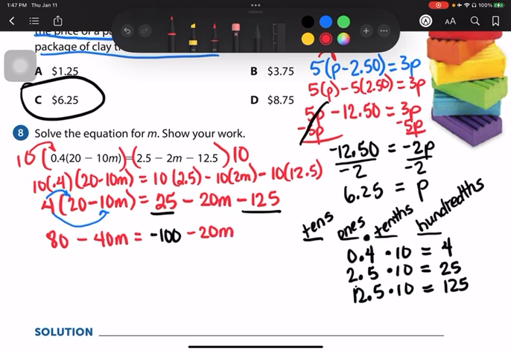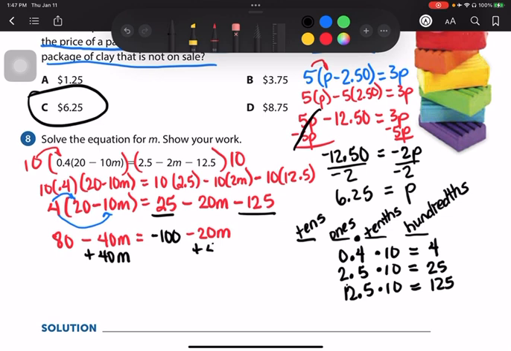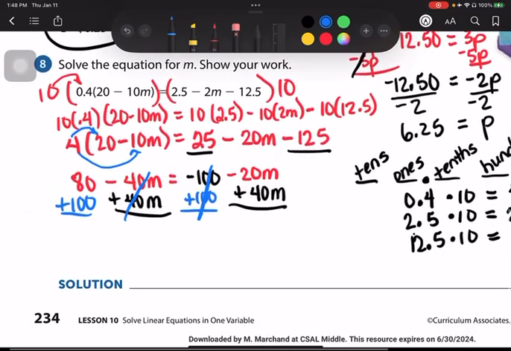I need to bring them together. So I'm going to add 40m on both sides so I can combine my variables. And I'm going to want to get rid of this 100 so it can go on the other side and connect with that 80. So I want to do the inverse. It's a subtracted 100, so I'm going to add 100 to each side. And that cancels. And this cancels. So now I have all my variables on one side and my constants on the other.